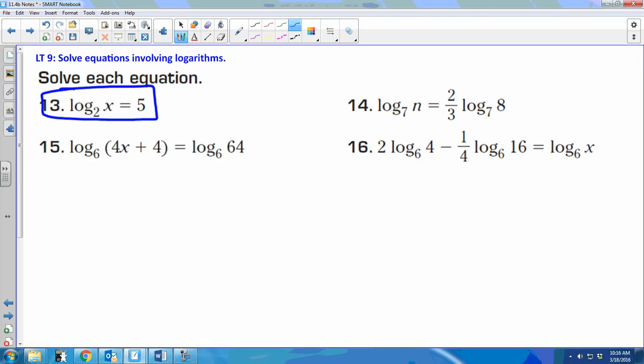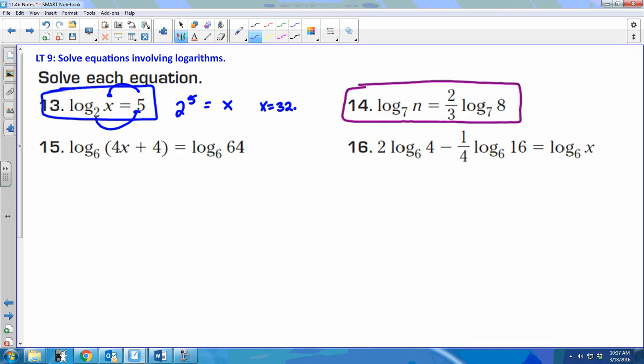So if I rewrite this as an exponential like we did in Learning Target 7, what does this end up being? What does it say? 2 to the 5th equals x. Right, just like Learning Target 7. Well, 2 to the 5th is 32. So x is 32. That involved no log properties because there wasn't a log on both sides. So don't get caught up in thinking you have to do the properties every single time. Only use log properties if there's logarithms on both sides of the equal sign. Everyone clear on that? All right, on to the next one.